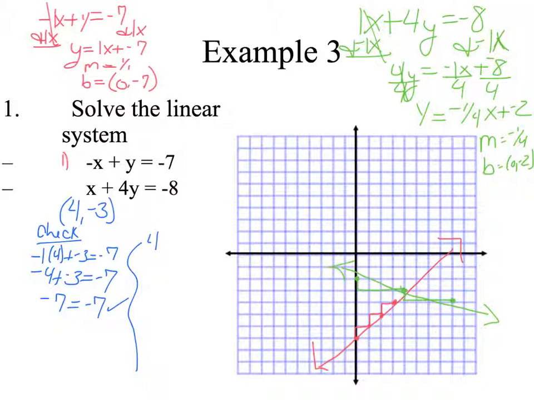Other side. 1 times 4 plus 4 times negative 3 needs to give me negative 8. 4 plus negative 12 needs to give me negative 8. Negative 8 equals negative 8, and my answer checks. And that's it. You'll notice we set up the problems in order to be able to graph them. Once we graphed them, we pulled out our intersection point, and then we checked.